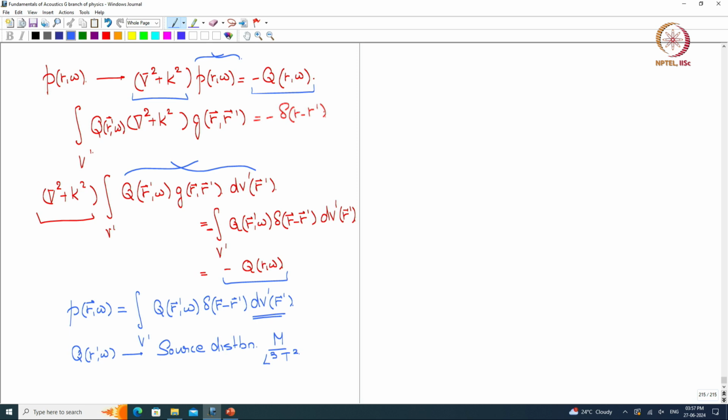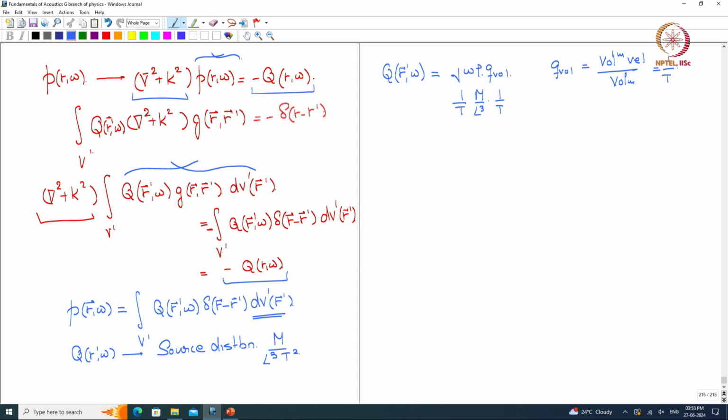Okay, so therefore we can write q(r', omega) as j omega rho q_volume, where q_volume has units of volume velocity per unit volume, essentially 1 over t. Okay, so if we do that, this will match. Omega gives 1 by t, rho is mass per unit volume, q_volume gives 1 by t, so the units match.